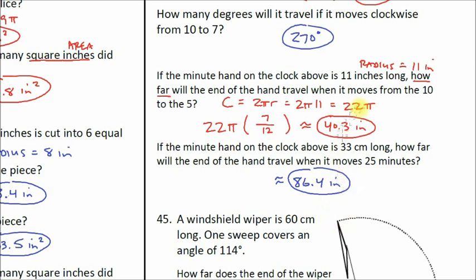The next question is the same kind of question. Take a look at that and see if you can figure out if the minute hand is 33 centimeters long, how far will the end of the hand travel when it moves 25 minutes? Now class, when I give you 25 minutes, your fraction is not going to be based on the numbers on the clock. Your fraction is going to be based on the number of minutes. So the fraction here you should use is going to be 25 over 60. So when you set this one up, you should take the total circumference and multiply it by 25 minutes out of a total of 60, and you should get this answer.